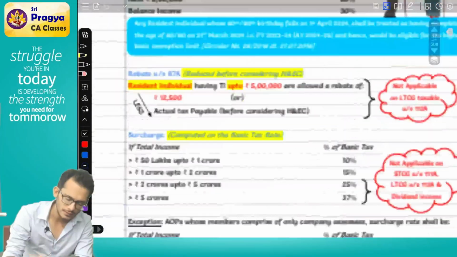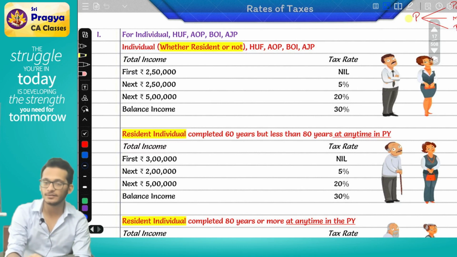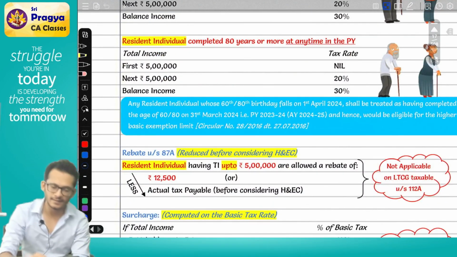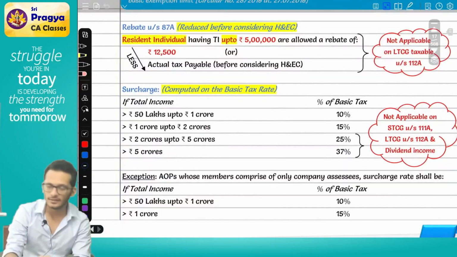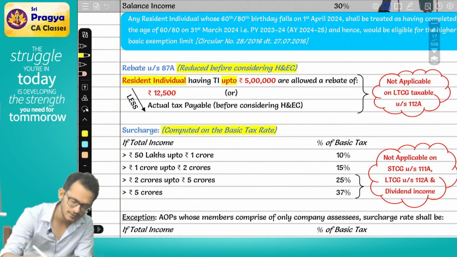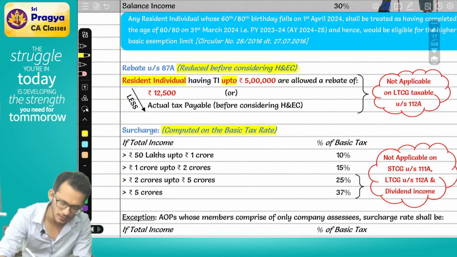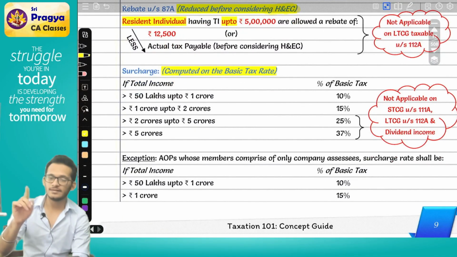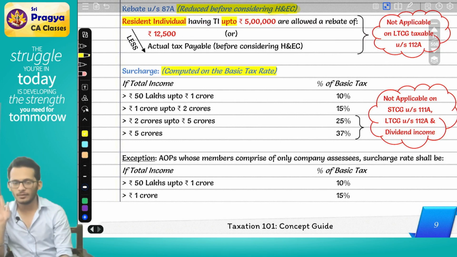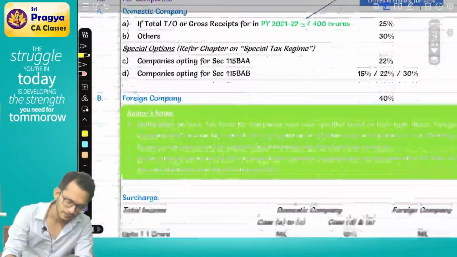See, we have already done this yesterday. Chapter number 2, we discussed it yesterday. This is your old regime, your tax rates, your circular for the 60 and 80 years, your rebate question, your surcharge question. Please be extremely careful. Rebates are done before claiming your cess. Surcharge is done on the basic tax, and cess is done after surcharge. You have to be extremely careful about it. Leaving this part, we will do this later.